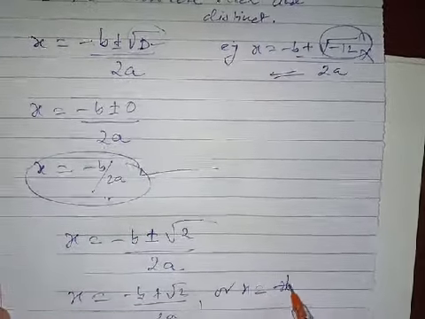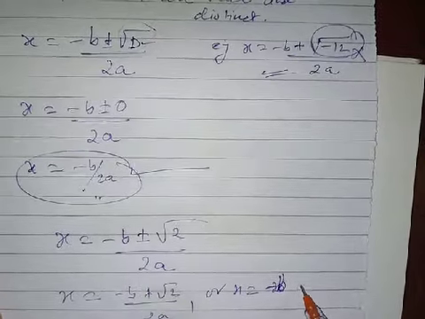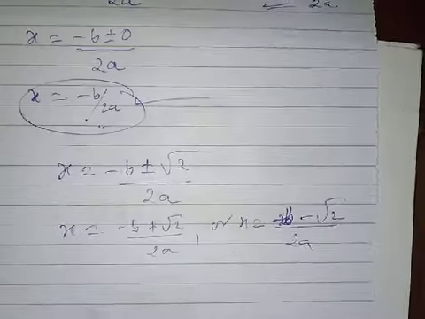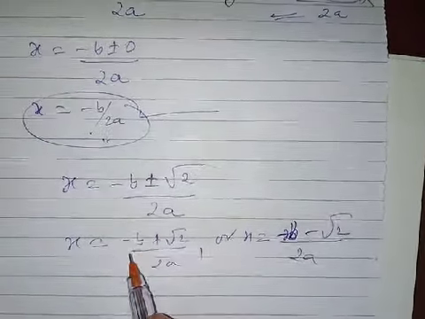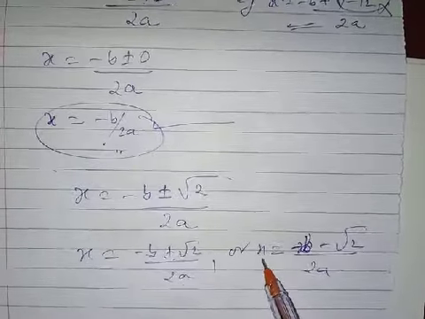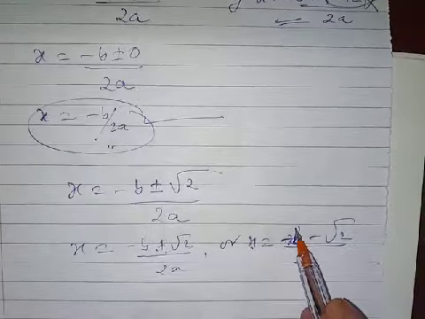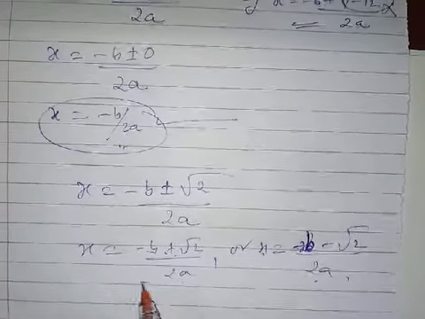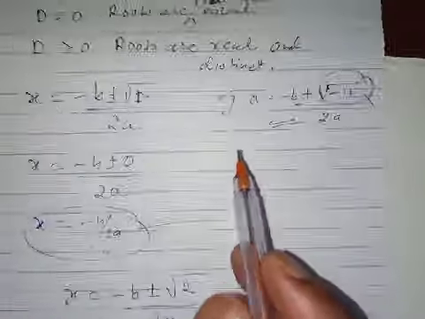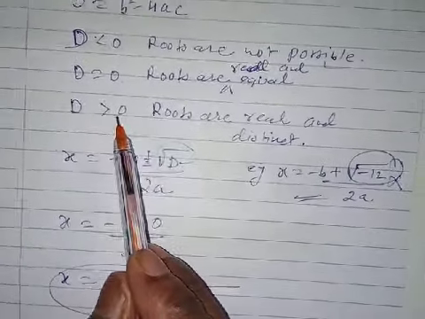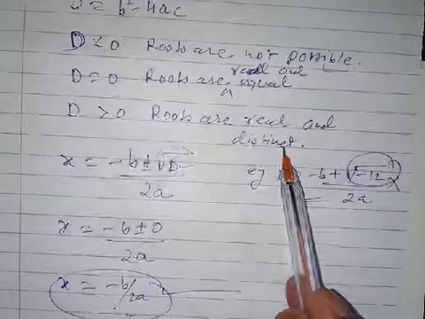So minus b minus root 2 upon 2a. Got it? This will be one with the plus, so minus b plus root 2 upon 2a, and another will be x is equal to minus b minus root 2 upon 2a. So there will be two roots, and therefore it is written that when the discriminant delta is greater than 0, the roots are real and distinct.